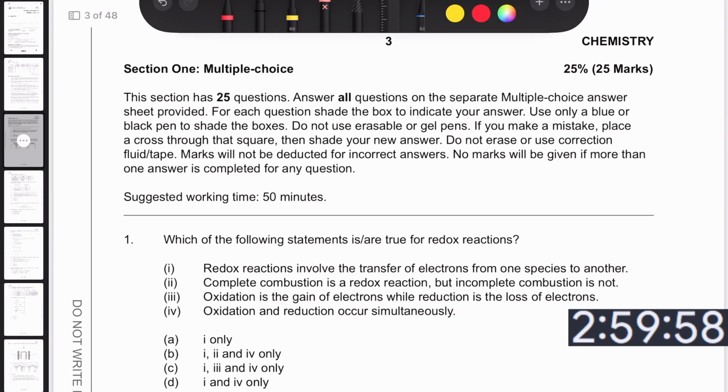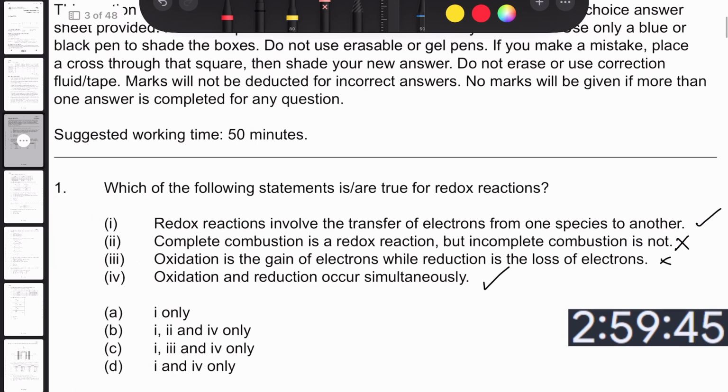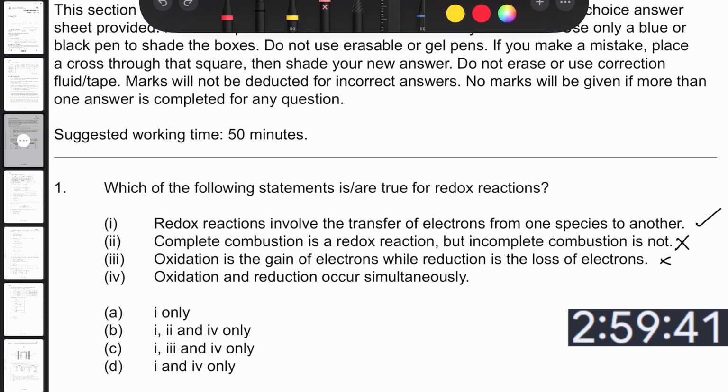Which of the following statements is or are true for redox reactions? Transfer of electrons, yes. That's not true. Oxidation is the gain. Reduction is loss, no. And that is true, so D. Oxidation is loss.